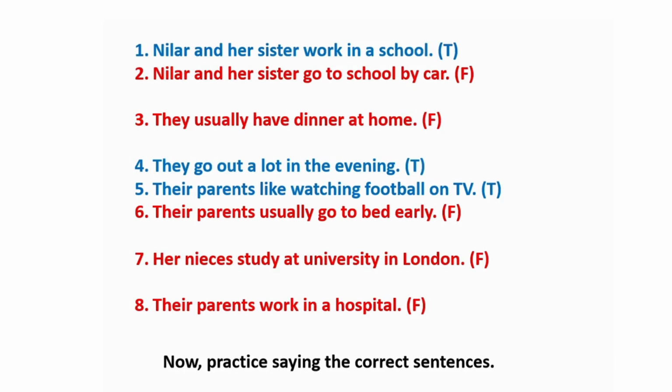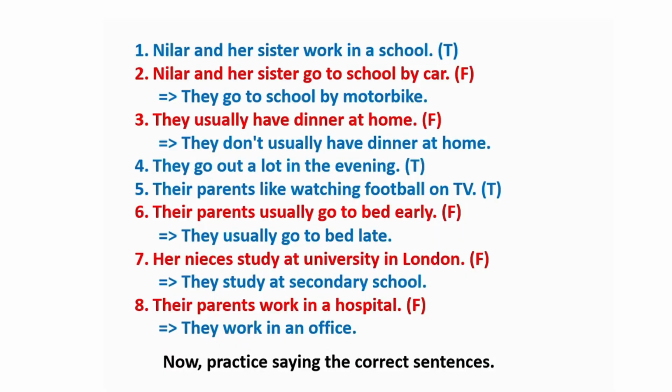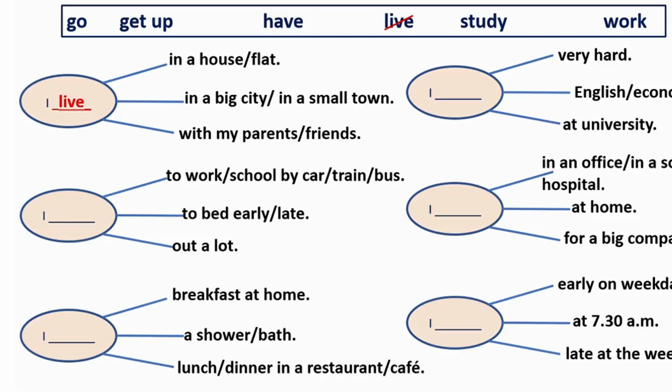Okay, numbers 2, 3, 6, 7, and 8 are the false statements, and here are the corrections. Okay, now please check the verbs in the box: go, get up, have, live, study, work. And live is already crossed out because it is used here.